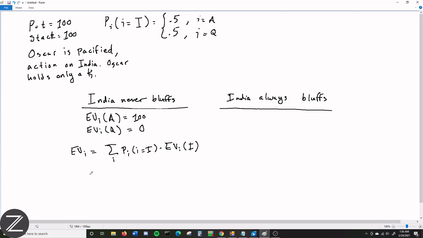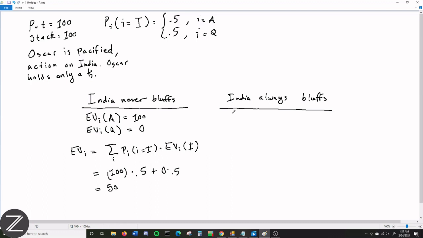And so what this is going to yield is 100 times 0.5 plus 0 times 0.5, which is equal to what, 50? Yeah.